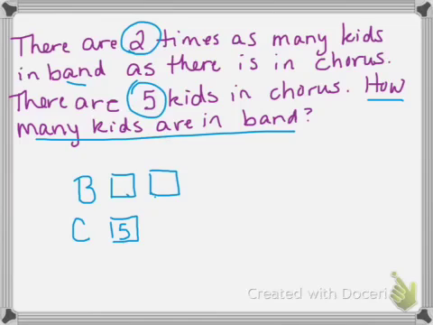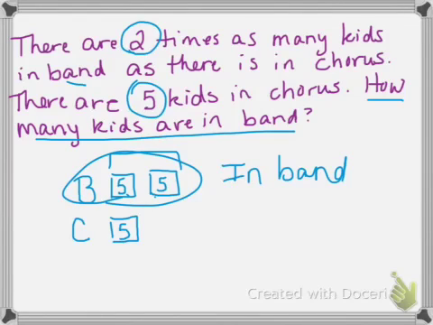If this represents 5, then 2 times with band means the same number goes in each box. Because we're comparing these numbers, each of the squares represents the same amount. So if there are 5 kids in chorus, 2 times that 5, so 2 5s, is going to tell me how many children there are in band. I would count it up to see how many there are in band. There are 10 kids.